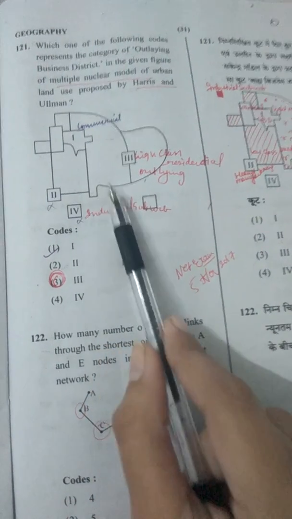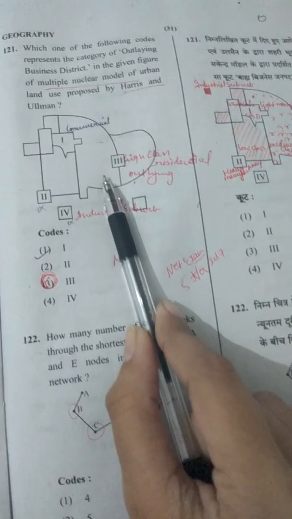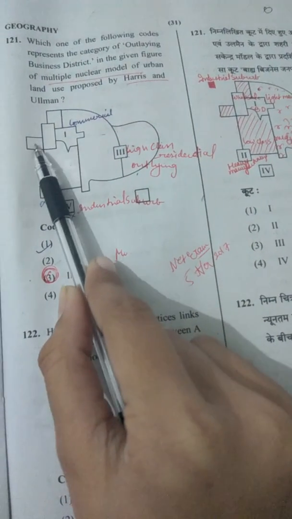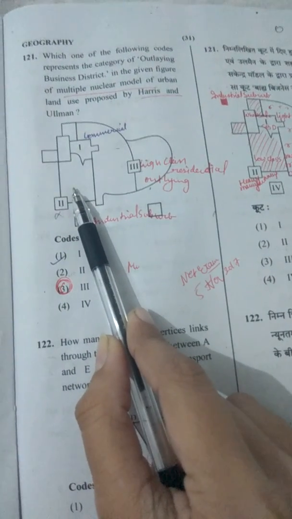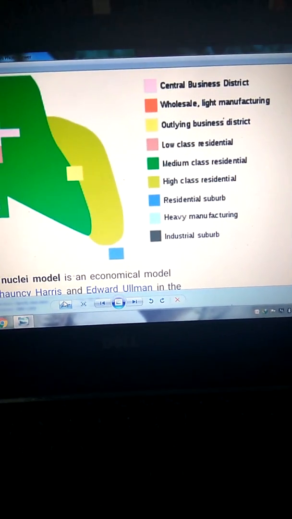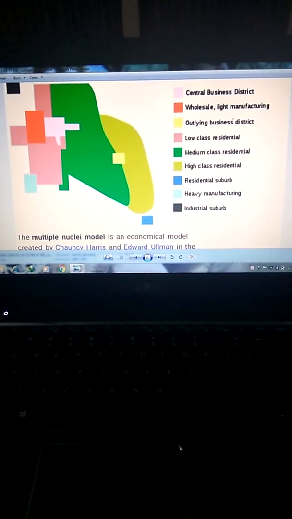That is why we are saying three parts: first is high class residences, second is middle class residences, and third is this whole area that is acquired by the low class people, and this is wholesale. Now you can visualize the diagram here also. Just see this: central business district, wholesale, outlying business district. That is the question about Harris-Ullman's multiple nuclei model.